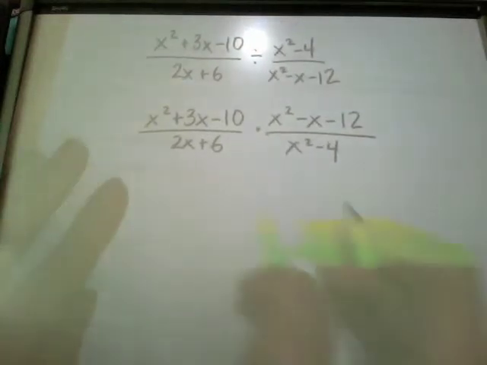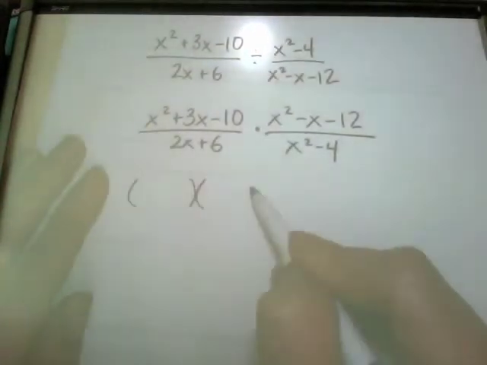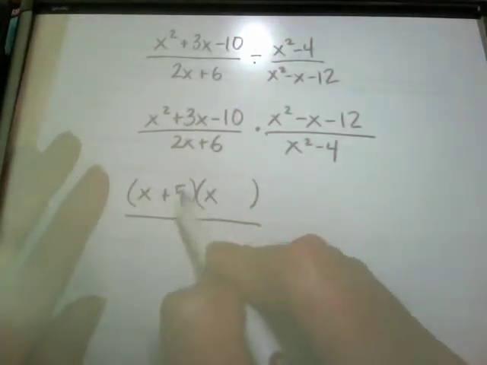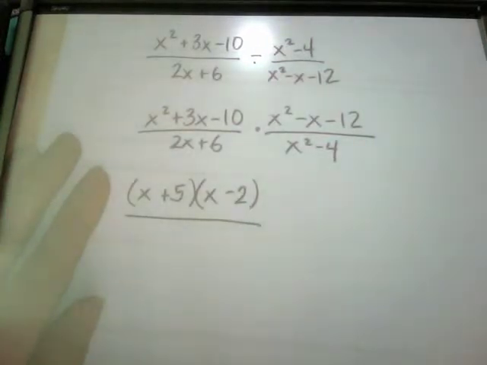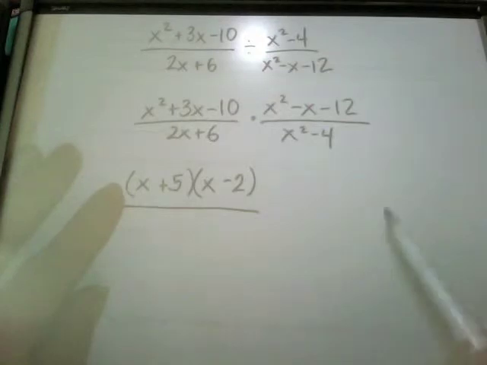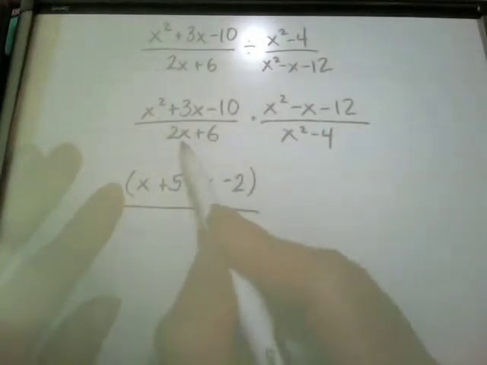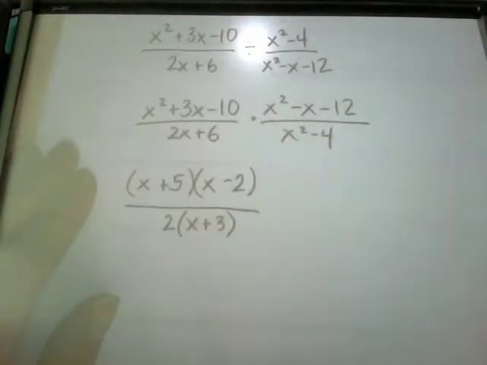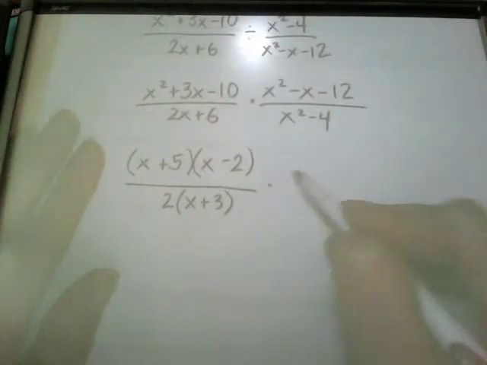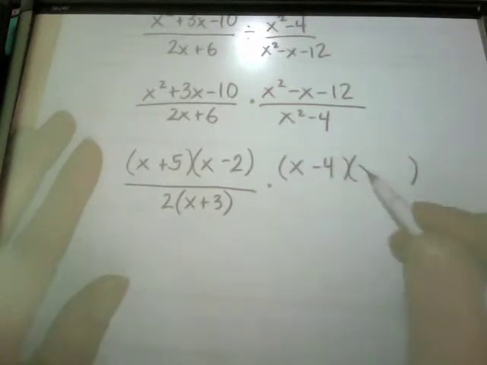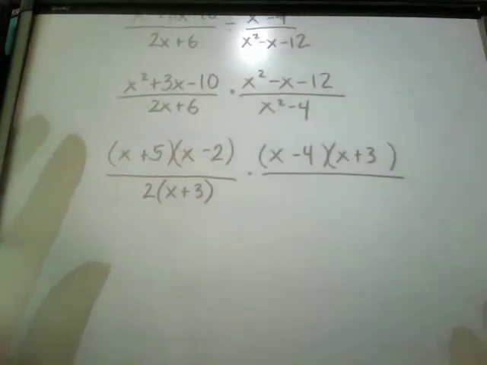Okay, now we need to factor. I'm going to start with the numerator on the left side. It is a trinomial. I'm going to try to reverse FOIL. If I do plus 5 and minus 2, my outer and my inner gives me positive 3x. My last gives me negative 10. Again, I'm not explaining each of the factoring and showing you all the outer inner. If you need help with that, let me know. 2x plus 6, I can factor out a 2, which will leave x plus 3. Right side numerator, again, it's a trinomial. I can try to do reverse FOIL. X minus 4 and x plus 3 will be the two binomials.